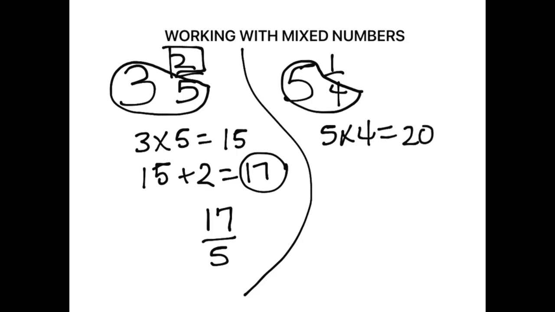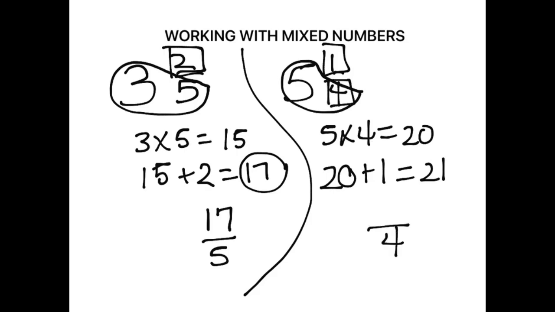Now, what do we do next? That is correct. So we take our answer, which is 20, and we add it to the numerator, which is 1, which equals 21. Then we keep our denominator, which is here, which is 4. And then, after our calculations, we keep our last answer, and that's going to be 21 over 4.